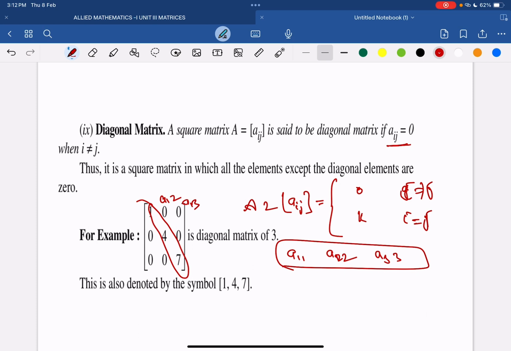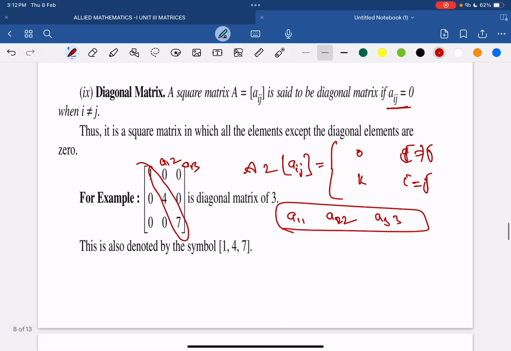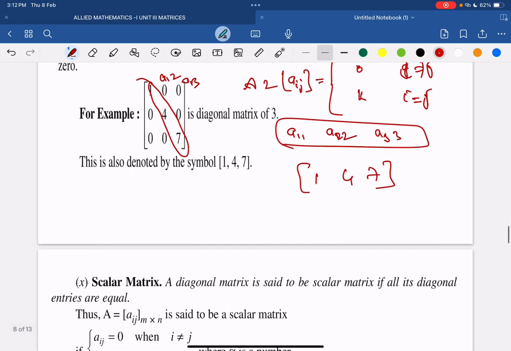The diagonal matrix can also be symbolized with diagonal entries 1, 4, 7. This is the diagonal matrix of order 3.